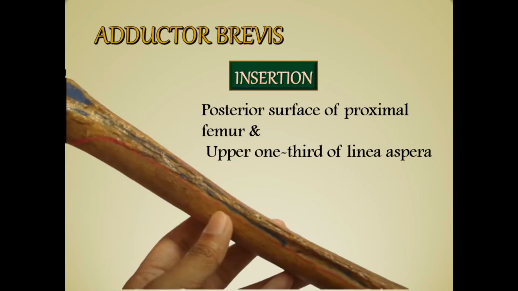Insertion: it inserts on the posterior surface of the proximal femur and the upper one-third of the linea aspera. Now this is the posterior surface of the proximal femur and the upper one-third of the linea aspera. This is the linea aspera, upper one-third of the linea aspera. So right here is the insertion of the adductor brevis, in between these two lines.